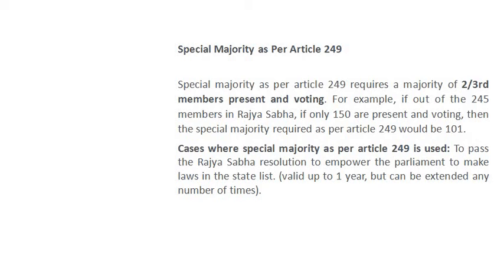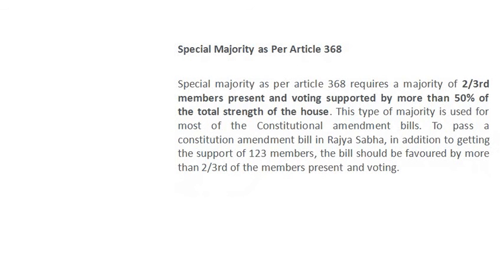The cases where the special majority as per the Article 249 is used: to pass the Rajya Sabha resolution to empower the parliament to make laws in the state list, valid up to 1 year but can be extended any number of times. In this type, the special majority as per the Article 249 is used.